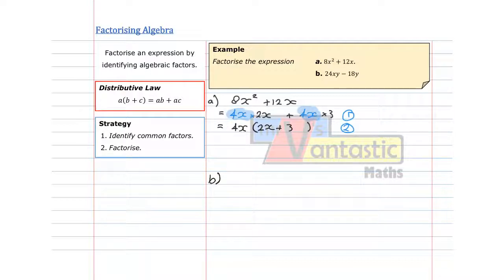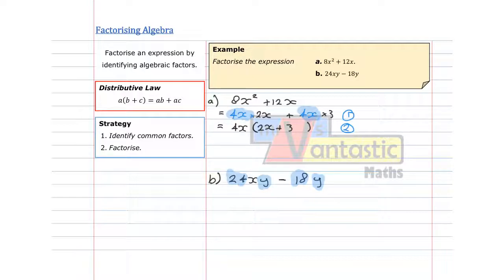In B we have 24xy minus 18y. And so again, we're looking for these common factors that are both in 24xy and 18y. And straight away, I can tell that this y is a common factor. What common factors can we pull out of 24 and 18? In other words, what number will divide evenly into both of those?